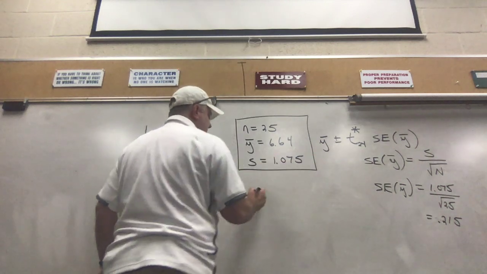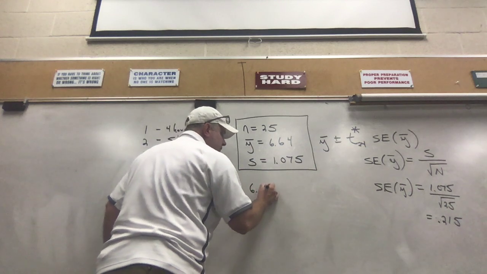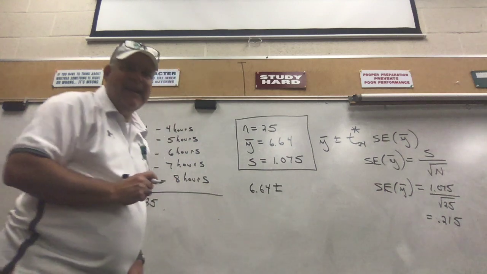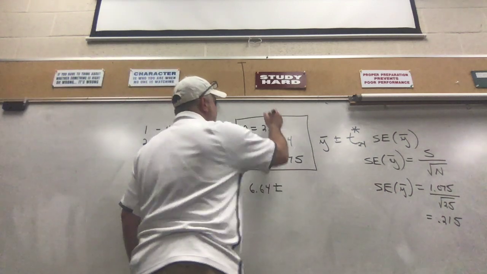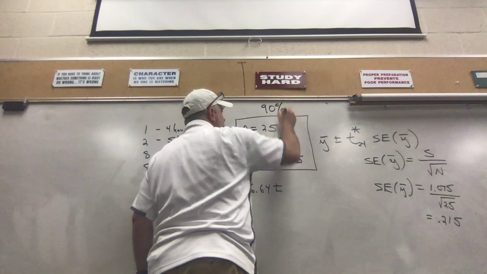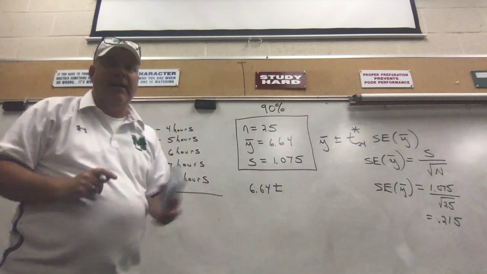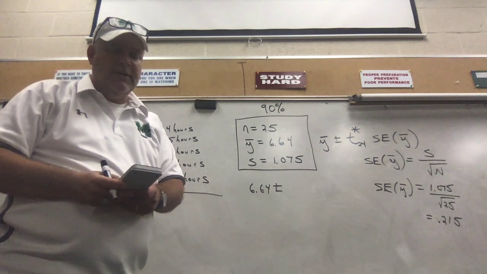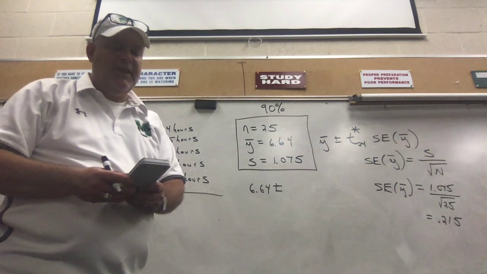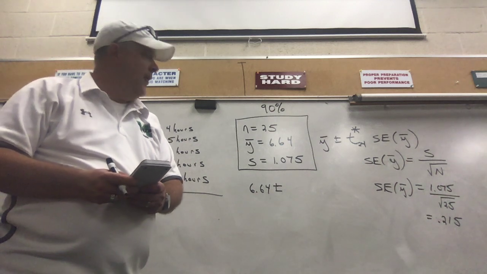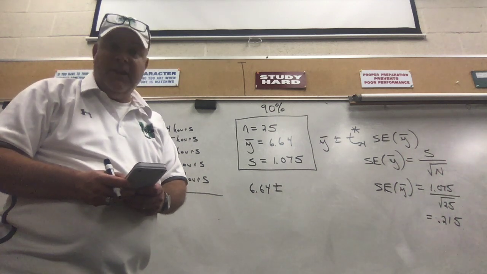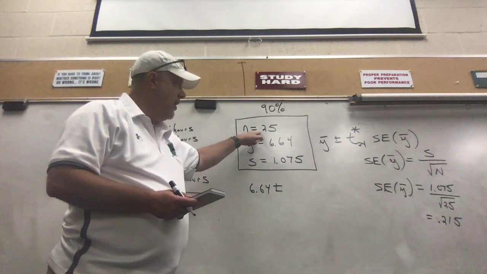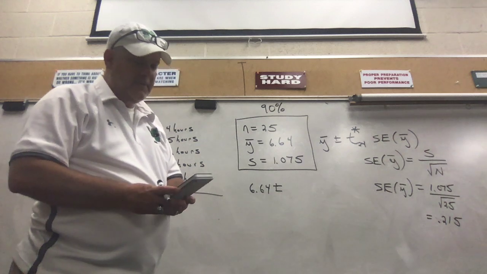What was our mean? Hours of sleep, 6.64 plus or minus. We've got to find T asterisk for a 90% confidence interval. So let's go back over. You've got this on video, you can rewind it. We're going to go to distribution, inverse T. What's the area for a 90% confidence interval? We just did it, it's 0.95. What's our degrees of freedom? Our n is 25, so our degrees of freedom is 24.